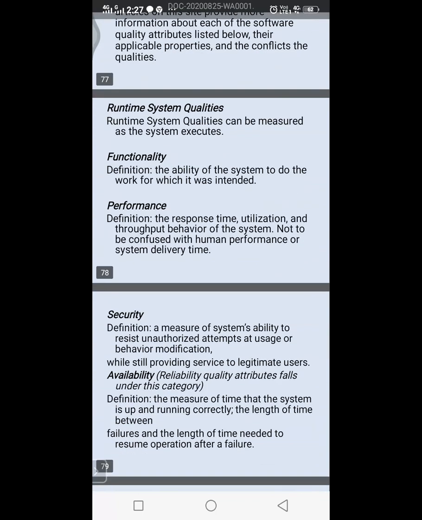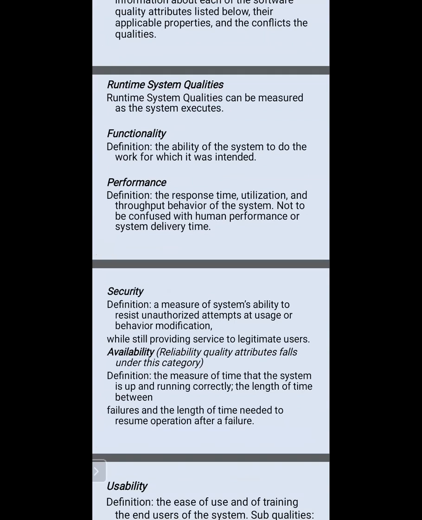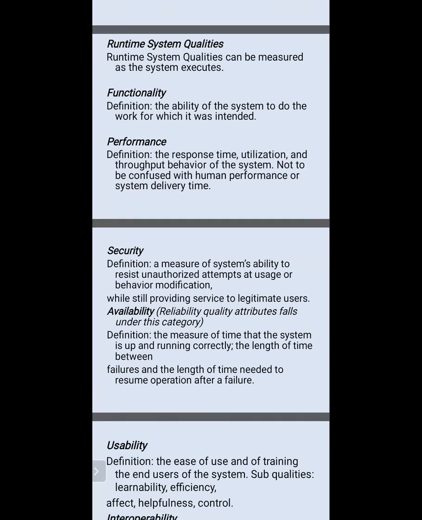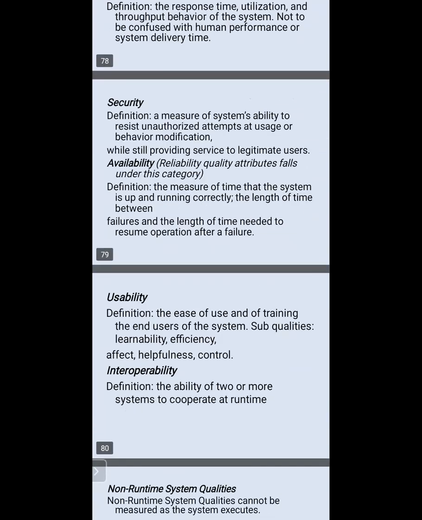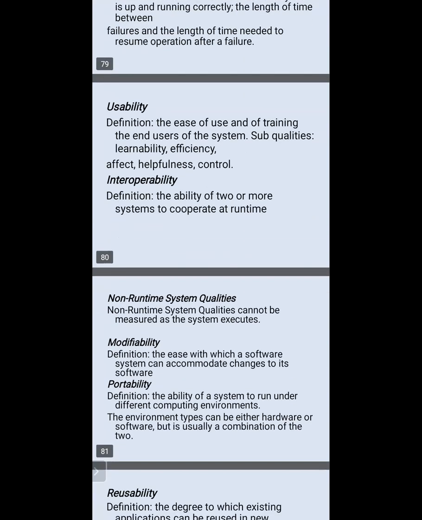Runtime system qualities can be measured as the system executes. Whenever the system executes a particular operation, only then are we able to identify how much performance is delivered in that situation. That is also considered a runtime system quality. Here we mainly observe functionality, performance, security, availability, usability, and interoperability.